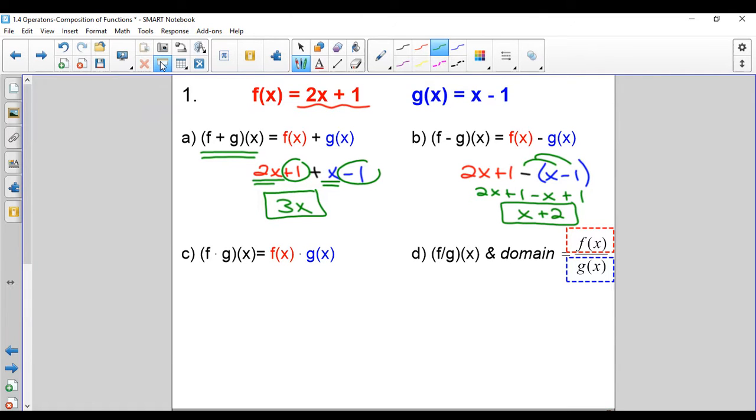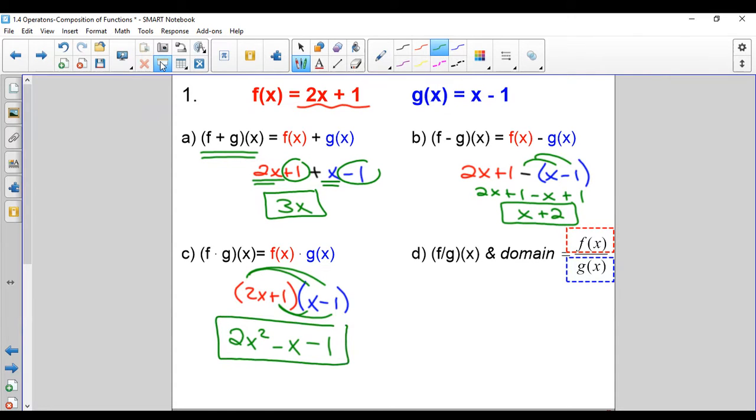Multiplying, dividing. Same deal. Just take the two functions, do whatever operation it's asking you to do. In this case, I'm multiplying, which actually in turn means I'm going to FOIL. So we FOIL, we get 2x squared minus a 2x plus another x, so we get minus x there, and then minus 1. There's what happens when you multiply the two functions.